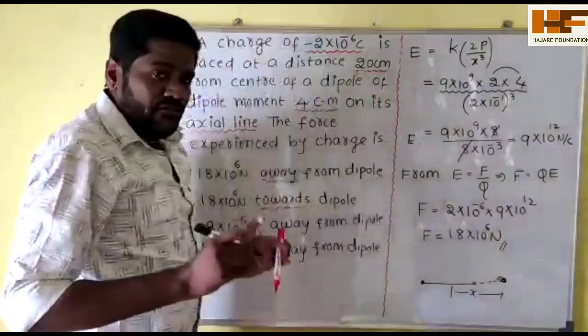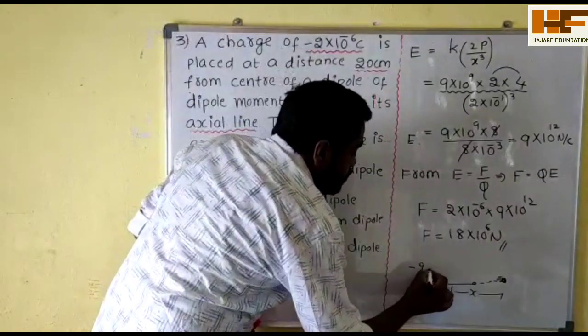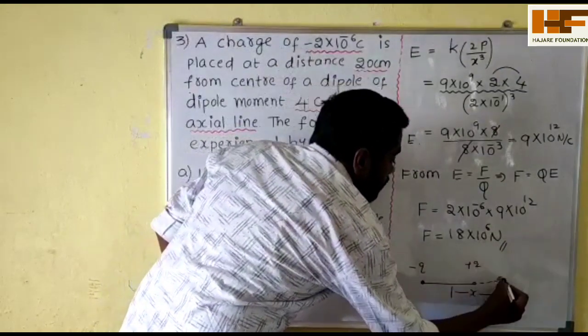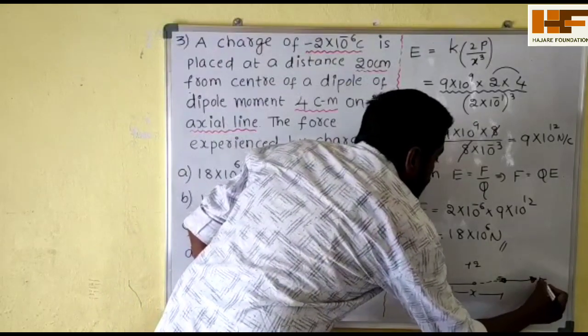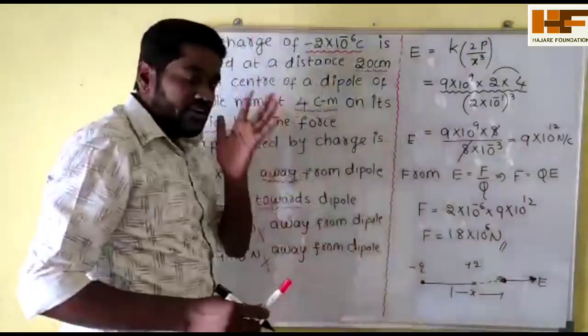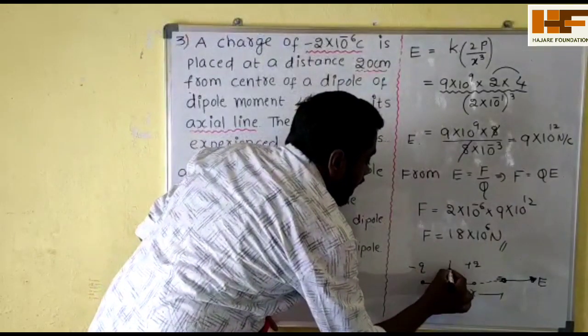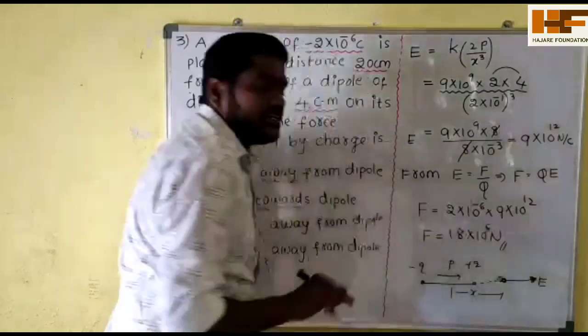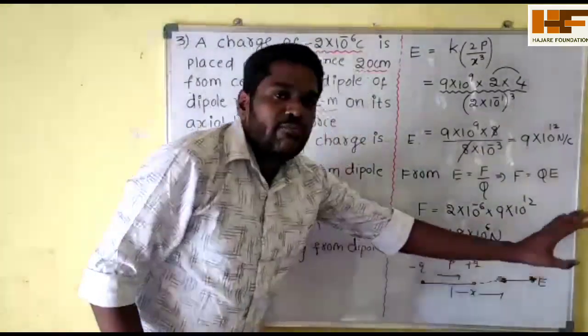Now tell me, for any point on the axial line, what is that? This is negative charge, this is positive charge. Now the electric field is always away from the dipole. This is the direction of electric field. Why? Because dipole moment P and electric field both are in the same direction. Therefore, electric field is away from the dipole.